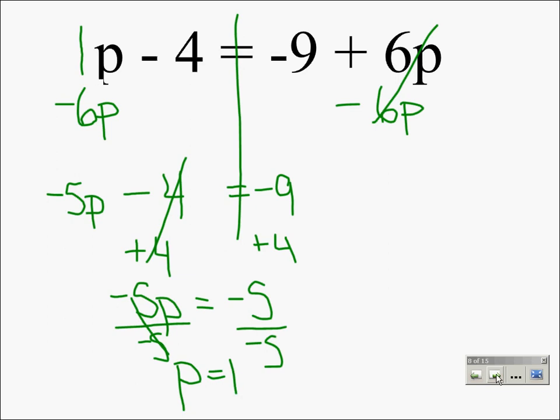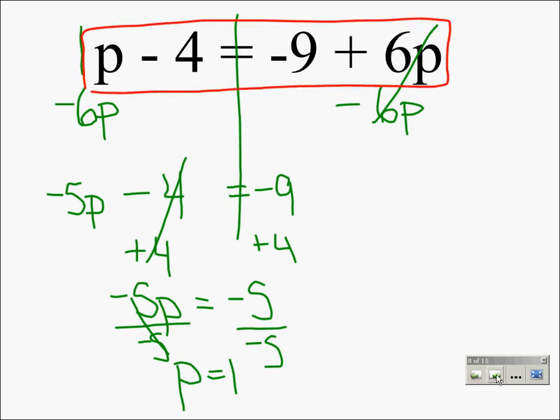Okay, let's check to make sure. So I think p equals 1. When I look at this equation, anywhere I see a p, I'm going to replace it with a 1. So I have 1 minus 4 equals negative 9 plus 6 times 1. Order of operations tells me to start with multiplying, which I have 6 times 1 here. That gives me 6. Negative 9 plus 6 equals 1 minus 4.